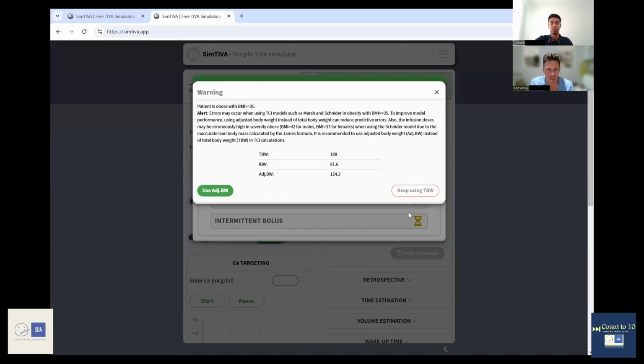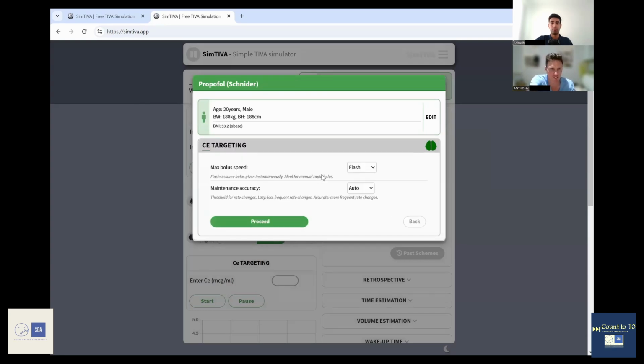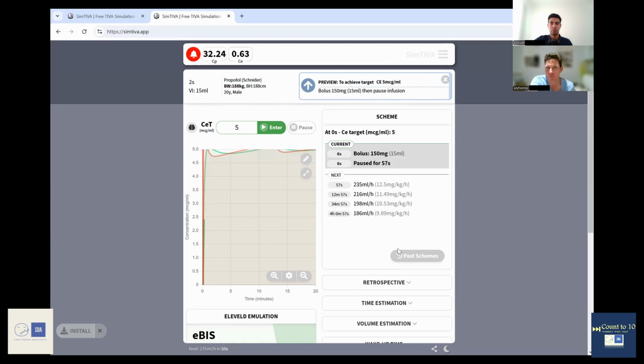So it comes up with a warning here. Do you really want to use that input weight? Let's say yes, keep using the total body weight, and let's see what happens. And we're going to do effect site targeting, and we're going to do 5. So it's the same age, 20 years old. It's a man who's 188 centimeters tall. But the only difference is they're 188 kilos rather than 88 kilos. So do you want to describe what you see there, Arnie?